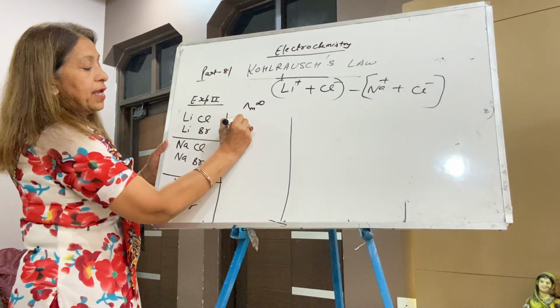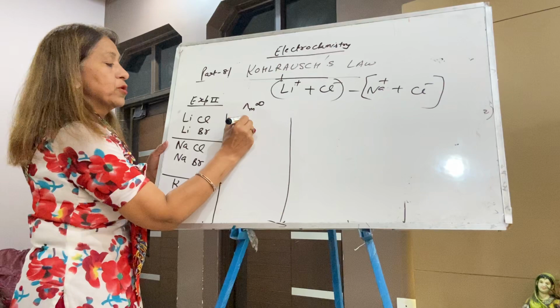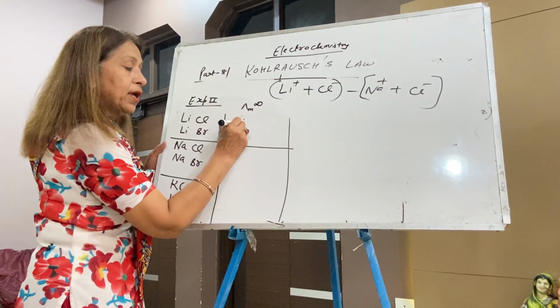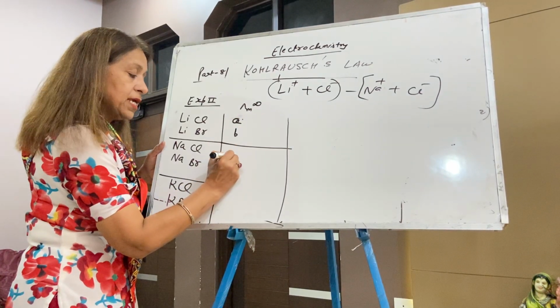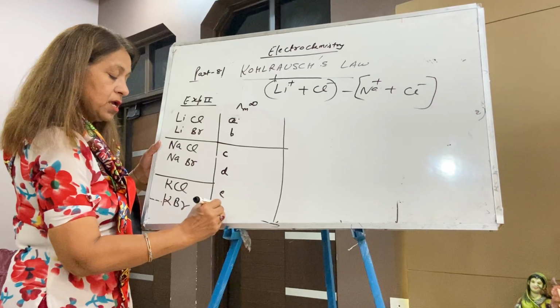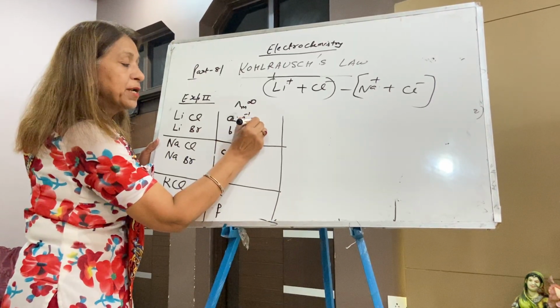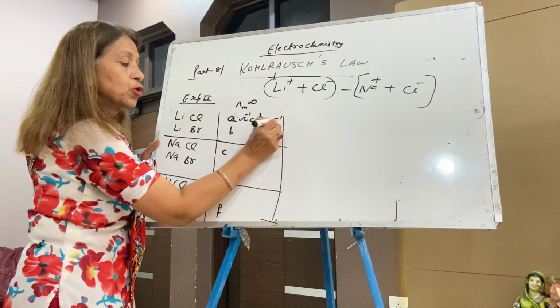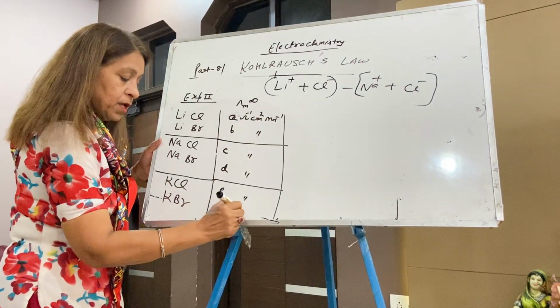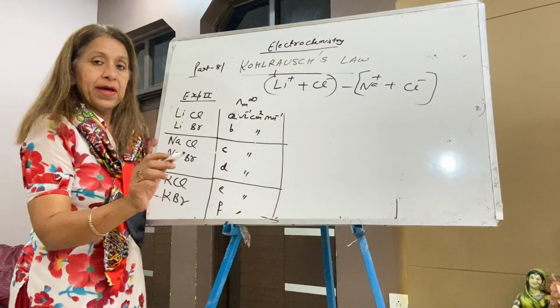Let the answer be A. I am writing small letters now because the experiment changed. A, B, C, D, E and F, all lambda m. Write down per ohm, centimeter square, per mole. Units are the same. Now all these are the lambda m naught.